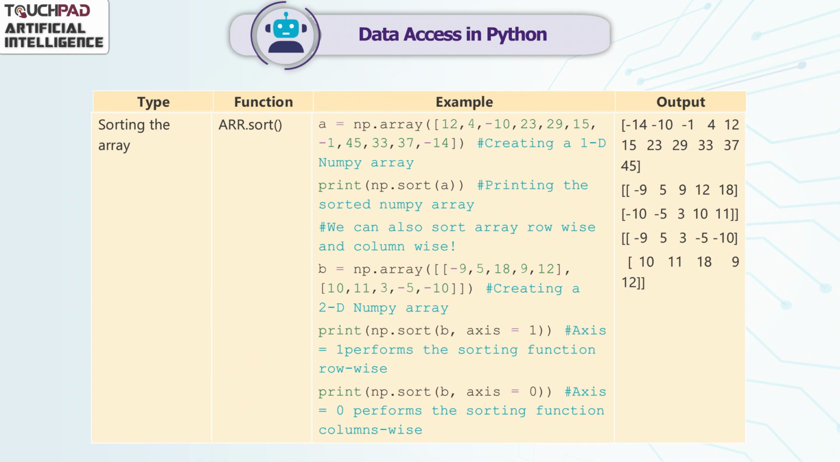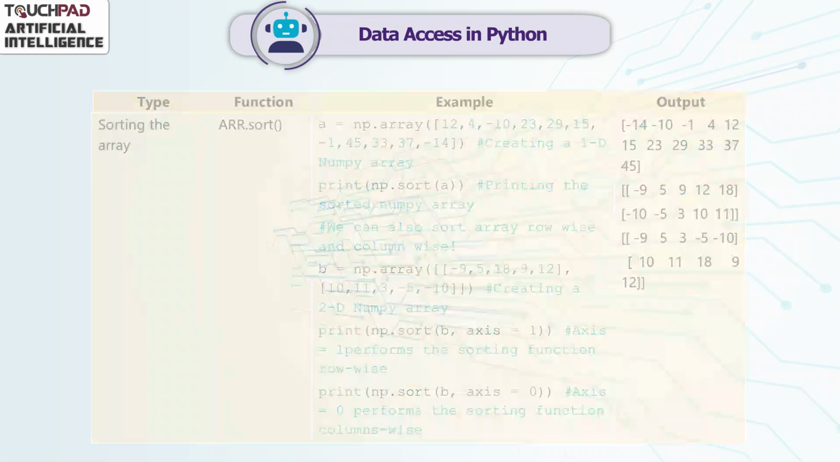ARR.sort. Minus 14, minus 10, minus 1, 4, 12, 15, 23, 29, 33, 37, 45. Minus 9, 5, 9, 12, 18. Minus 10, minus 5, 3, 10, 11. Minus 9, 5, 3, minus 5, minus 10. 10, 11, 18, 9, 12.